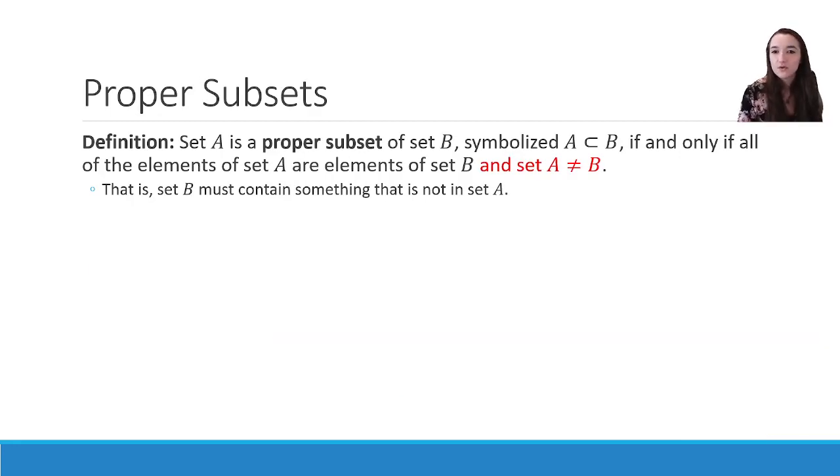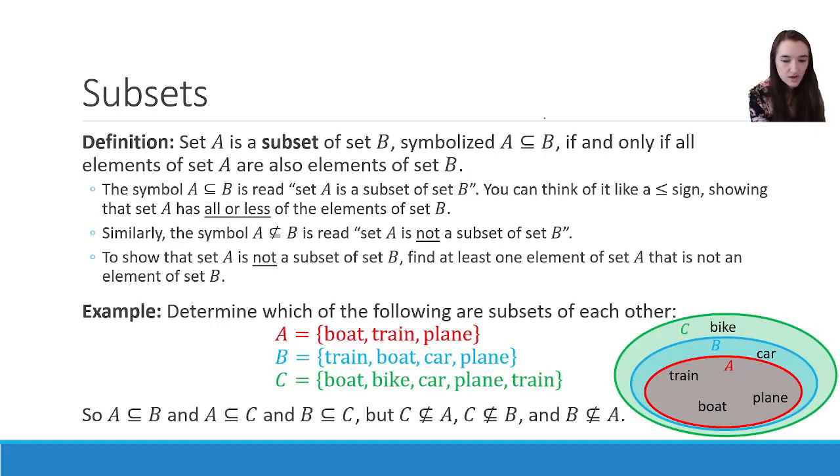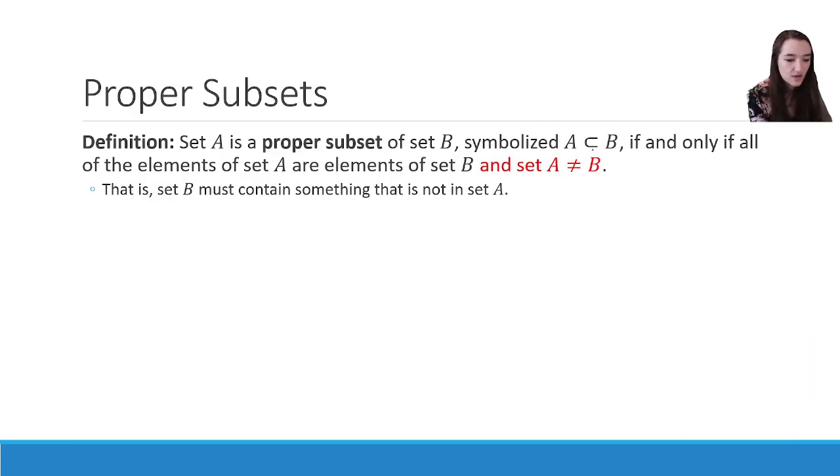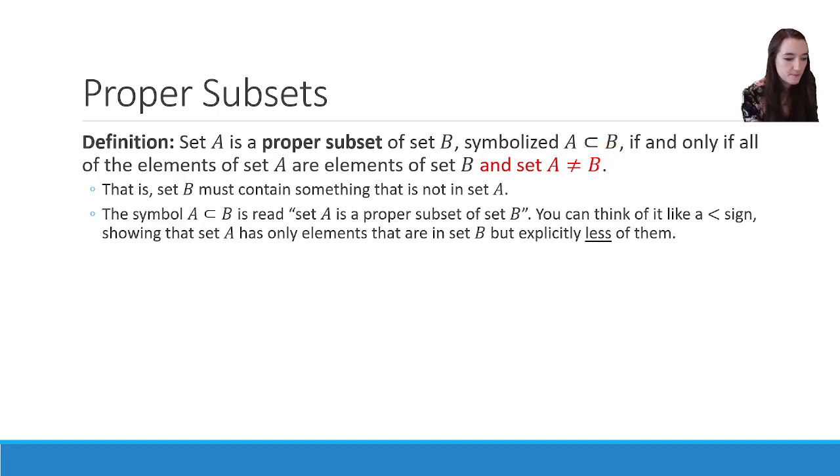Now, if we get rid of that or equal, we get what is called a proper subset. So a proper subset is symbolized using the same sort of symbol as the subset symbol. It's this rounded symbol that looks like a less than or equal to sign, but now we got rid of the or equal to part of it. It means that sets A and B are not equal, but set A has less than B. It has less of the elements, but the same elements. So set B must contain something that is not in set A, but set A does still have only things that are in set B.